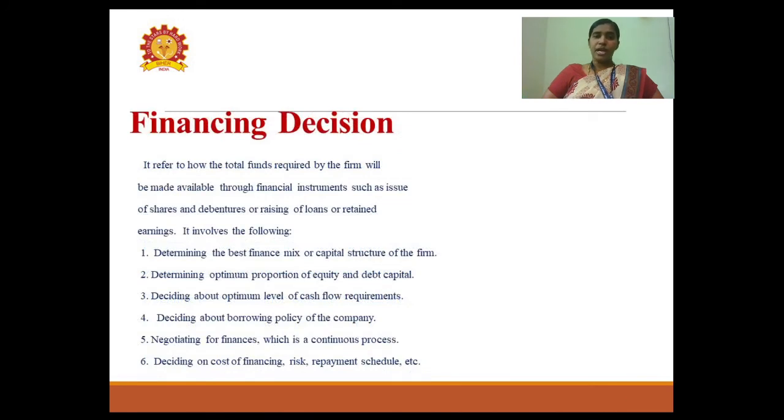Financing decision. It refers to how the total funds required by the firm will be made available through financial instruments such as shares, debentures, raising of loans and retained earnings. It involves the following: determining the best finance mix or capital structure of the firm, determining the optimum proportion of equity and debt capital, deciding about optimum level of cash flow requirements, deciding about borrowing policy of the company, negotiating for finance, which is a continuous process, deciding on cost of financing, risk, repayment schedule, etc.